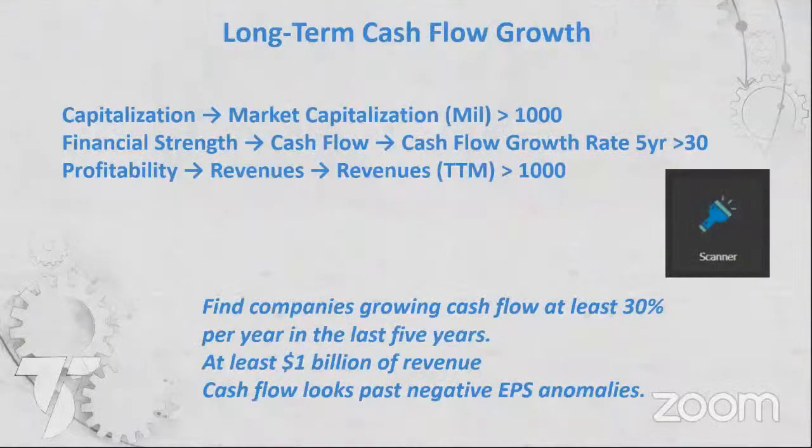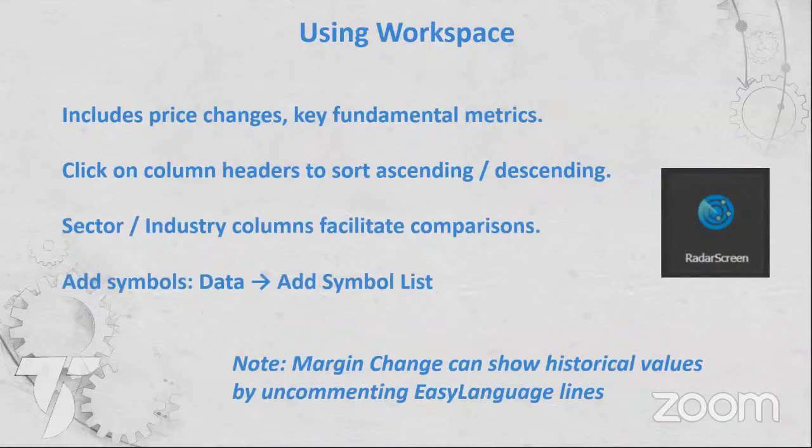Okay. So this finds companies with growing cash flow of at least 30% per year over the last 5 years and $1 billion of revenue. And this looks past negative earnings per share anomalies, which I'm going to explain in a minute. First, I want to explain the workspace that I have shared here.